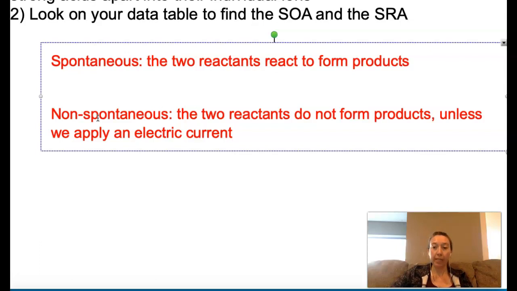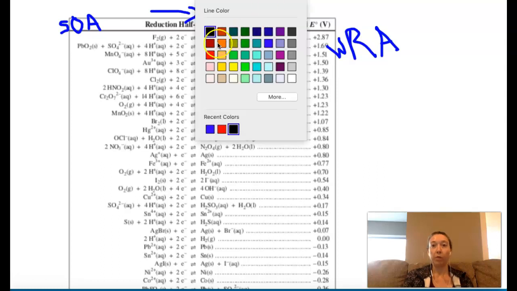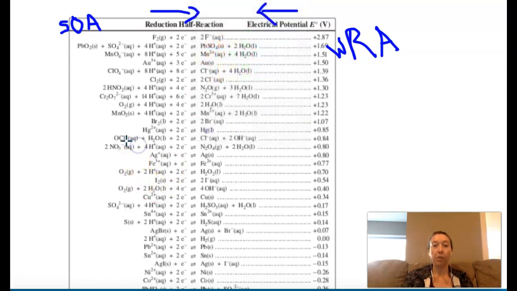So spontaneous: I put two things together, the reaction just happens. Non-spontaneous: I put two things together and nothing happens. So that's why I need to find the SOA and the SRA. How strong they are is going to determine if a reaction is spontaneous. So when I go to my data table and I find them, there's kind of two possibilities that you're going to find. The first possibility is that your OA is above your RA.